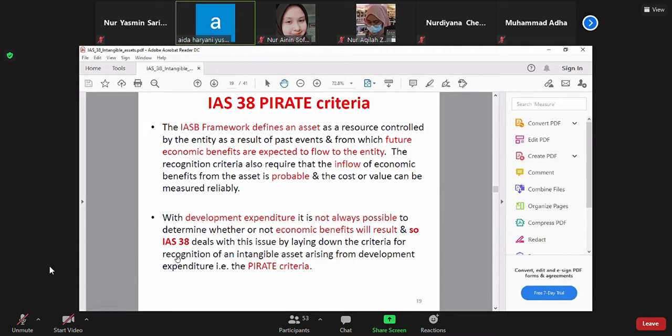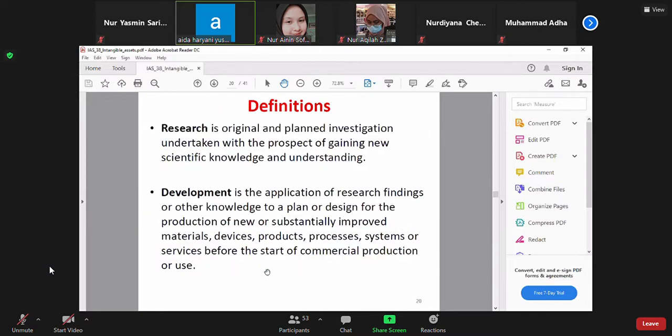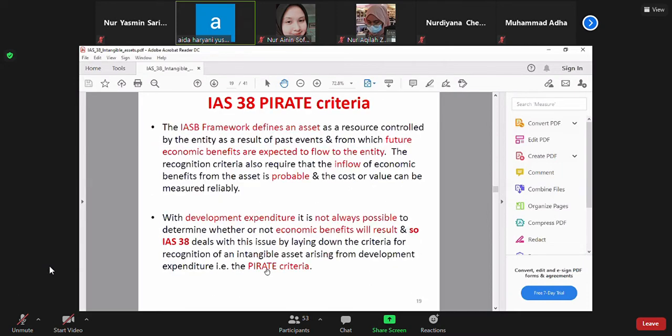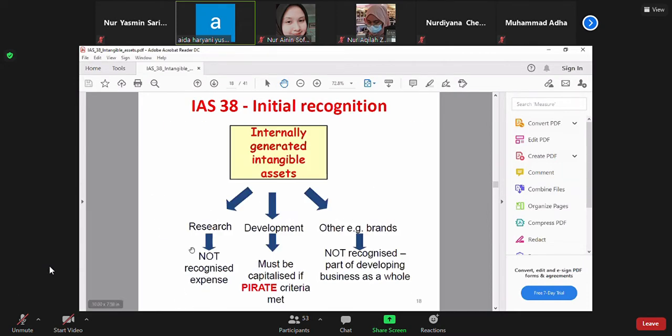Dia dah develop, the company, the person dah develop, but suddenly dia cannot make sure yang ada possible transaction data. Okay, so that's why IAS 38 dia create the name pirate dekat sini. Kita akan tengok further on the pirate. But before that, kita akan tengok kenapa I kata tadi research and development is actually two different things. Kalau research, it is not recognized as IAS 38, but it will be recognized as expense. But kalau development, dia kena tengok sama ada dia meet pirate criteria or not.